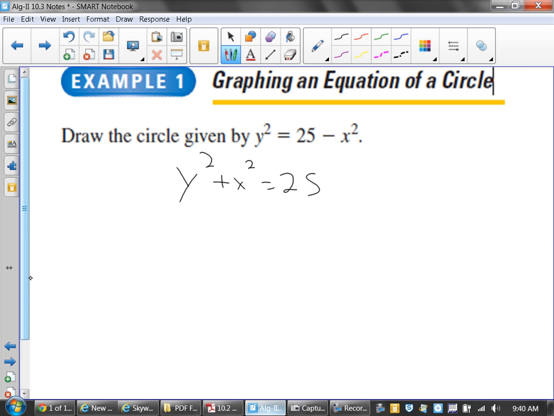Is it okay that the x and the y have switched spots? Yes, it is. It's just addition.